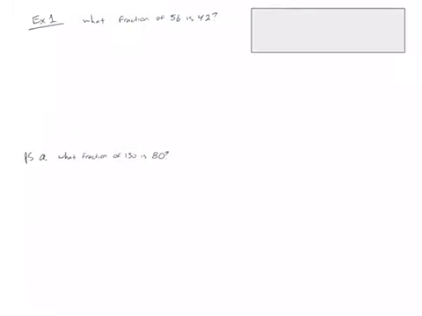This is example 1 from your book. It says, what fraction of 56 is 42? So first of all, we're going to say "what fraction." I'm just going to translate it to the letter H for my middle name. "Of" translates, remember, into multiplication. 56 is just 56. "Is" translates into an equal sign, and then we have 42. So I'm going to say H times 56 is equal to 42.